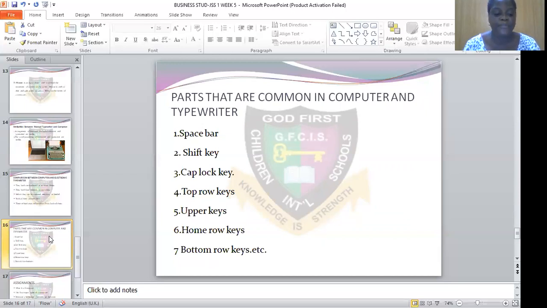The shift key. You don't use the shift key alone. You use it in combination with another key. It's as well in both the computer and the typewriter.